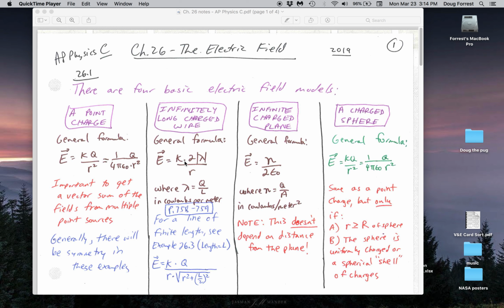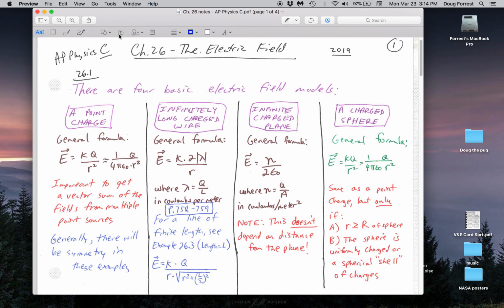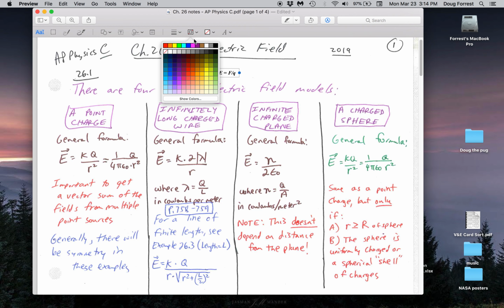So the big idea to start off with is the general formula for the electric field is E equals F over Q. It is a ratio of the force on a charge divided by the amount of the charge. So that is the general formula for something. So we'll make that in pink.